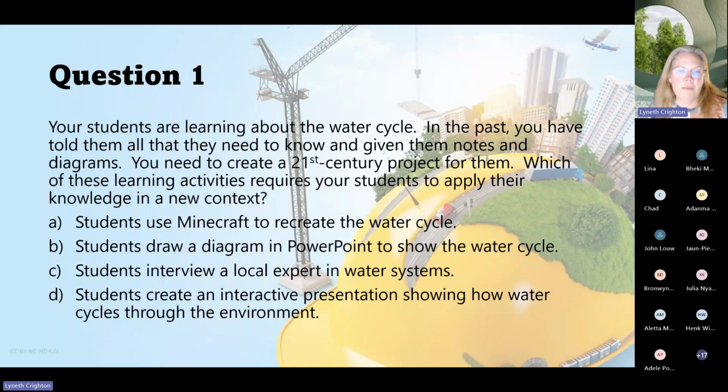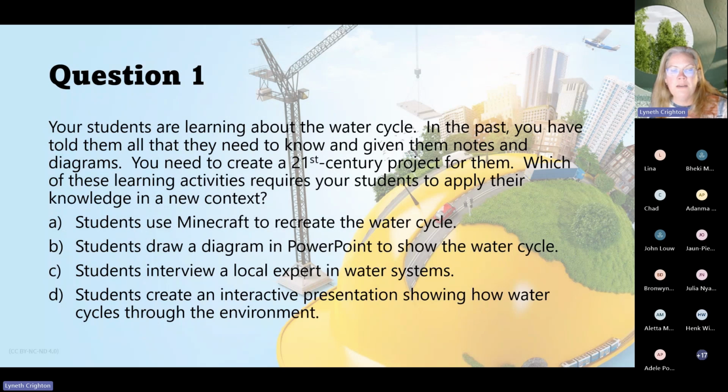The two that show promise are interview a local expert in water systems or create an interactive presentation showing how water cycles through the environment. Now, both of those, in order to know if it was level 4 in my books, you would need to see the questions that the student asked of the expert, because it might have nothing to do with water cycles, just because they are water systems. So in other words, it could potentially be level 4, because it would show you've got to understand the water cycle in order to ask relevant questions.